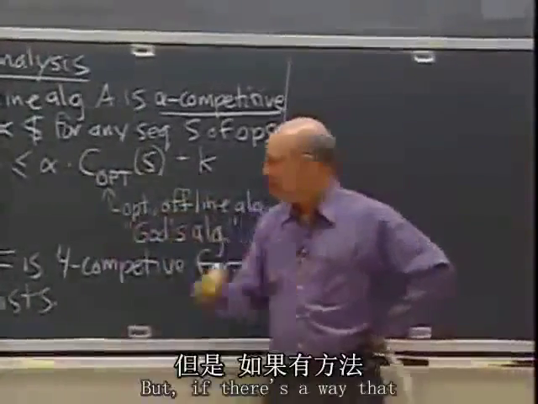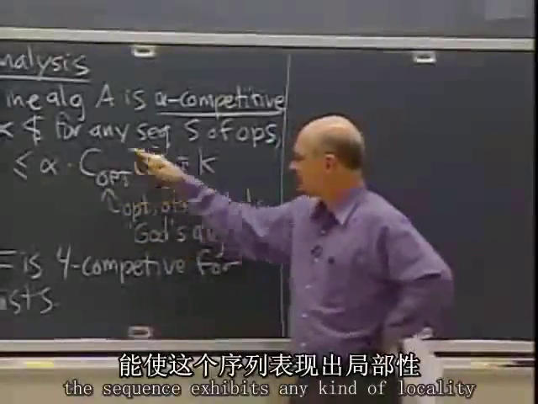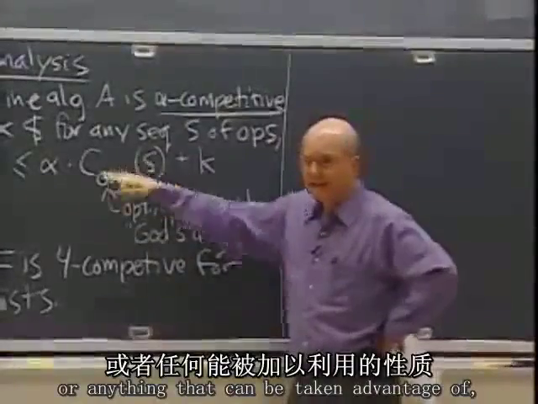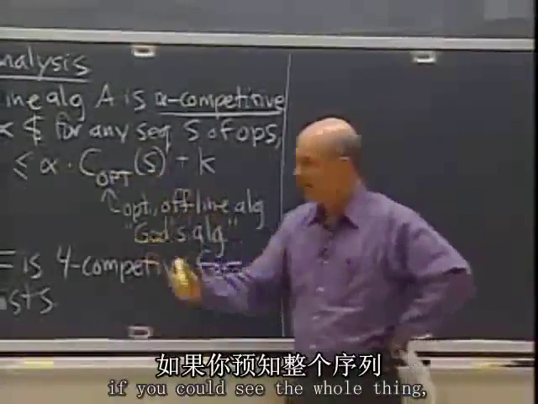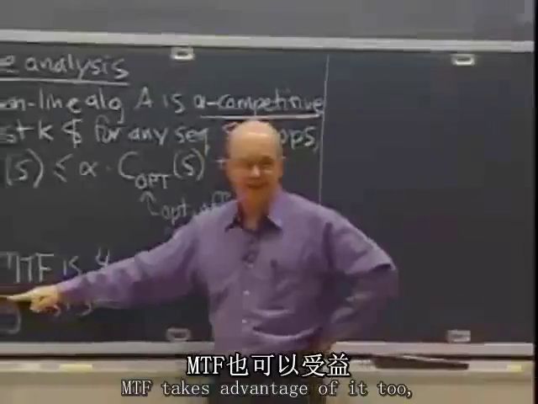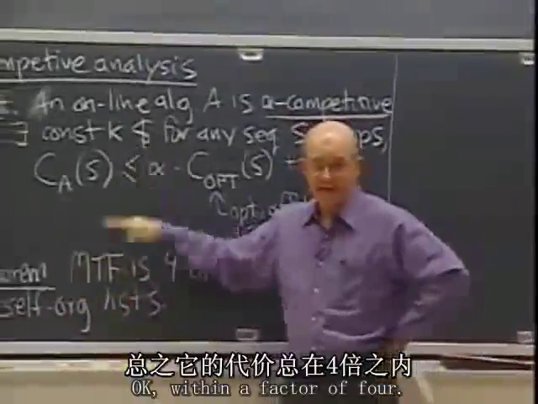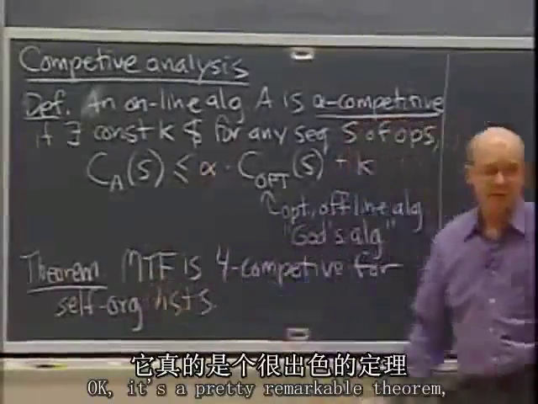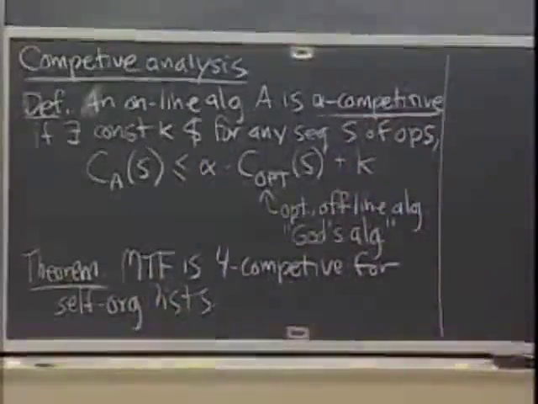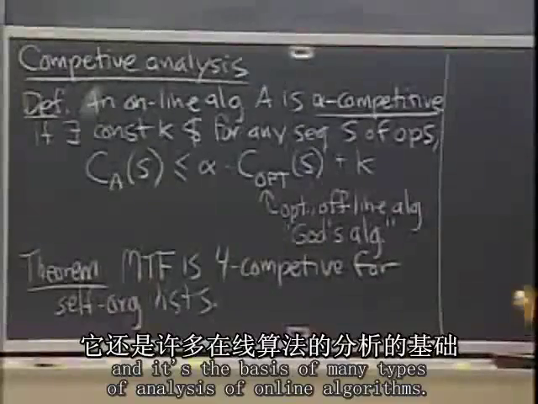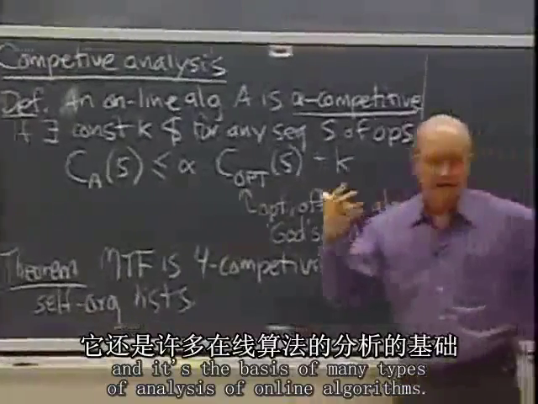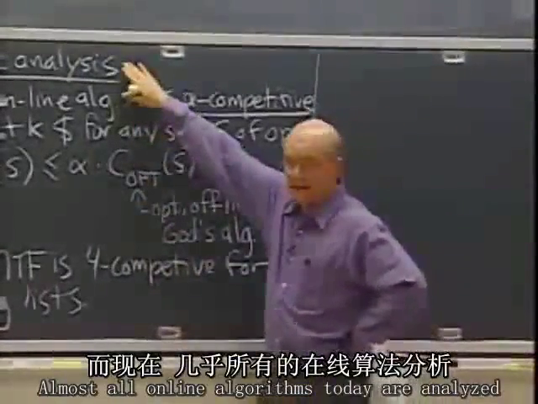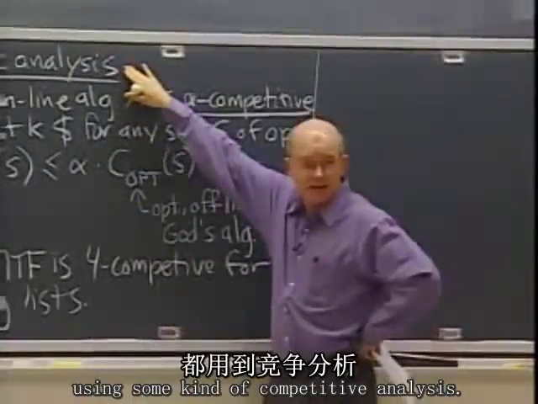But if there's a way that the sequence exhibits any kind of locality or anything that can be taken advantage of, if you could see the whole thing, MTF takes advantage of it too. Okay, within a factor of 4. Okay, so really I think a pretty remarkable theorem. And it's the basis of many types of online analysis of online algorithms.